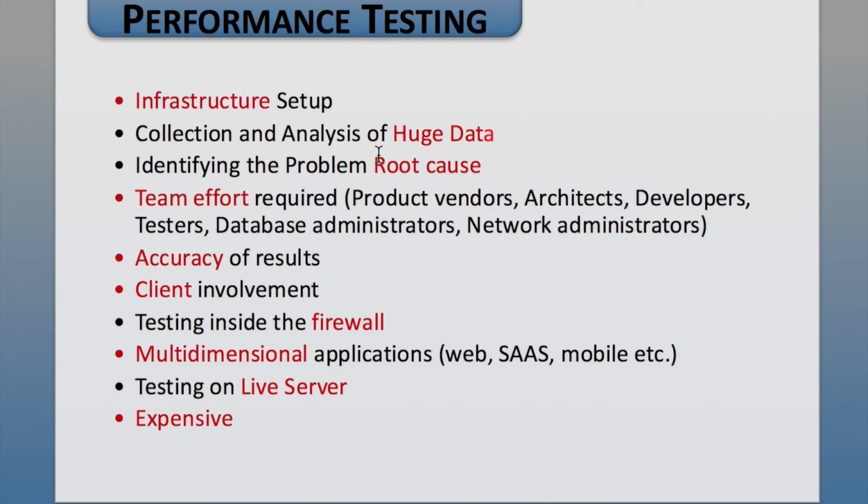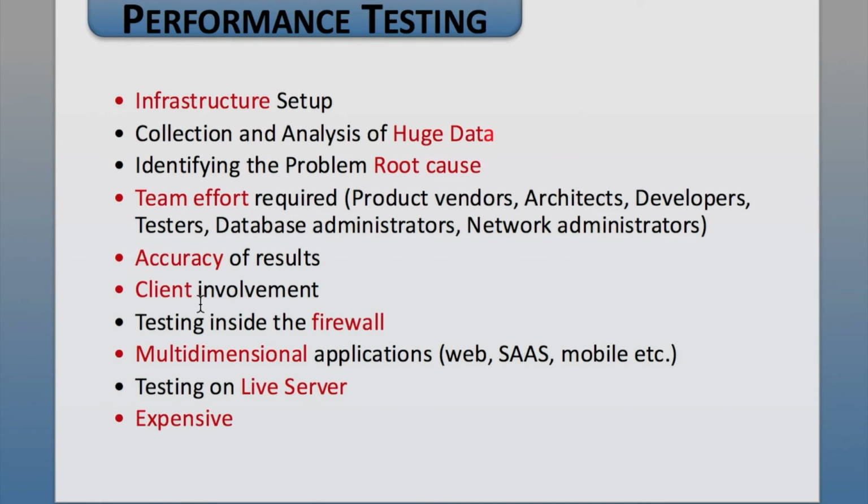Identifying the root cause of the problem is not an easy thing; you have to do a lot of analysis on the data in order to identify it. Most of the time, performance testing is done on the demand of business, but performance testing is a team effort. It requires product vendors, architects, developers, testers, database administrators, and network administrators, everybody to be in sync and work together to identify the best performing solutions for any application or system. Accuracy of result is also very important. There's always a scope of deviation from the actual result, but how much accuracy you're looking for depends upon your business.